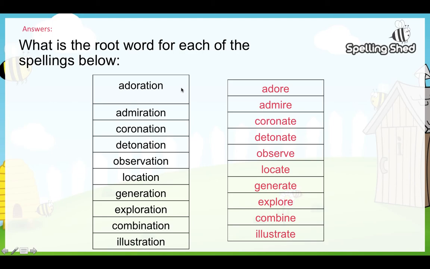I'd like you to spend 5 minutes now. You could write those out in rainbow writing. You could write them out in a sentence. You could draw some pictures around them to help you remember the meanings of those words. Just spend 5 minutes getting familiar with the words.